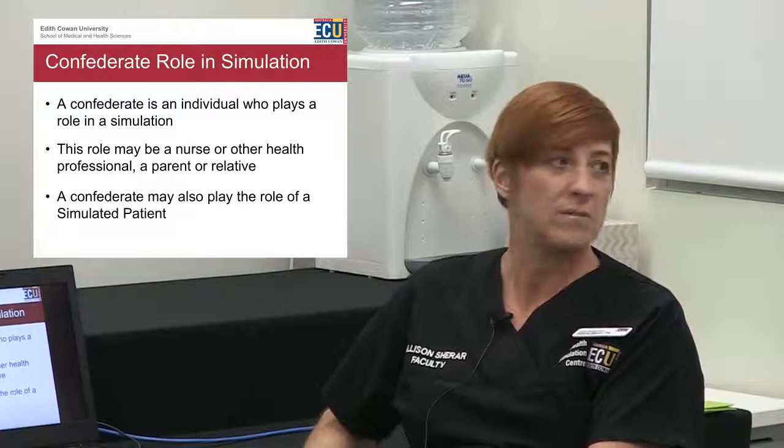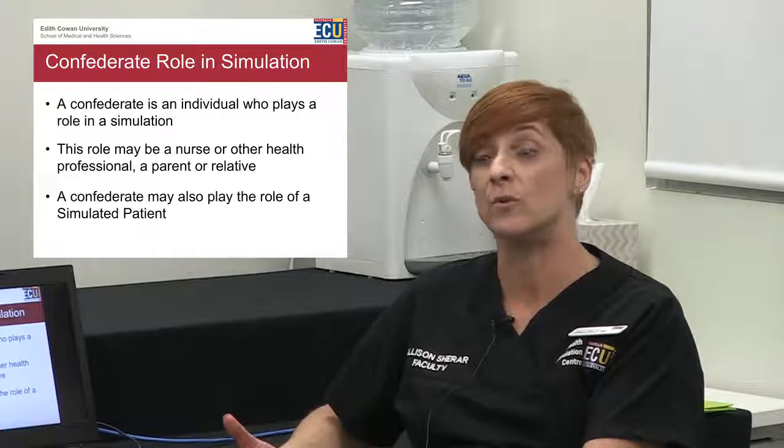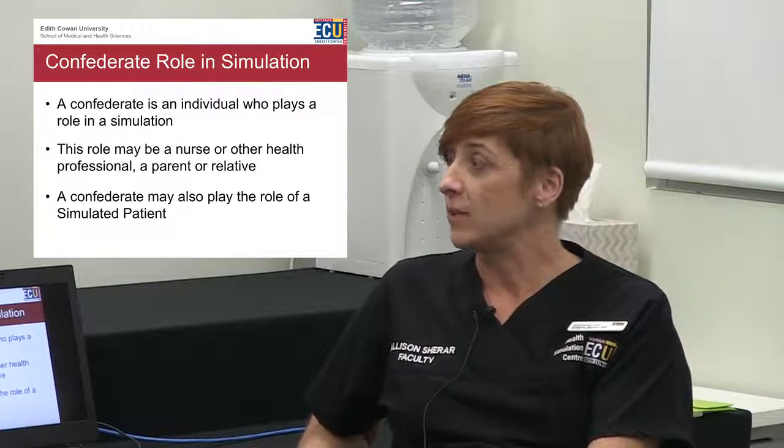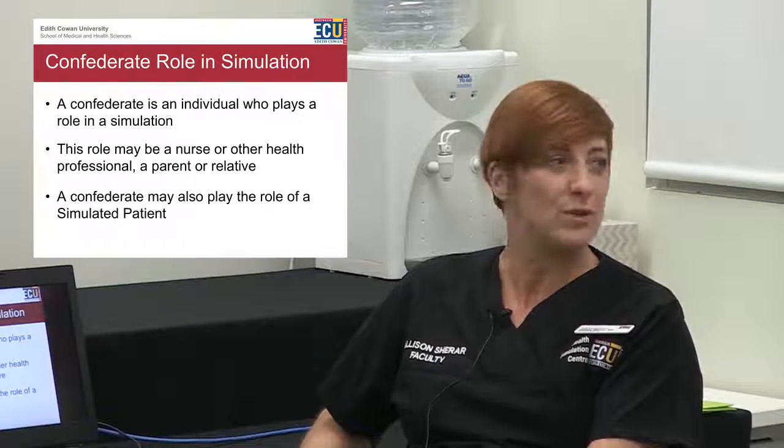Sometimes we use parents, sometimes we use relatives if they're quite well known to us. And Confederates are also really good at playing the role of the simulated patient, because you can get that verbal feedback, you can get that colour feedback if we can enlarge them up. And also they can be difficult in giving a history, or they can be straightforward giving a history, or they can give the history that people normally give to us.